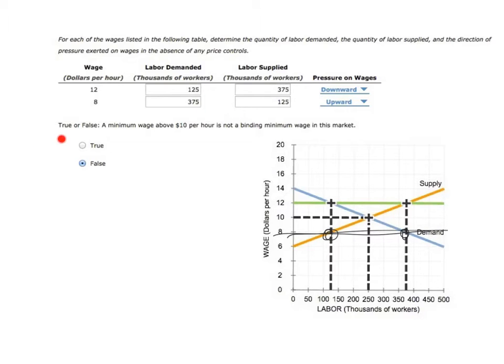So true or false, a minimum wage above $10 per hour is not a binding wage in this market. So if we put a minimum wage of $12, is that binding or is that not? That is binding, right? That is a binding wage. That makes this sentence false. So that's causing problems in the market. The market would like to have an equilibrium wage of $10. $12 is higher than that. That is a binding problem in the market.